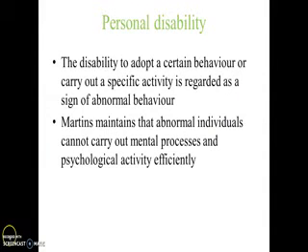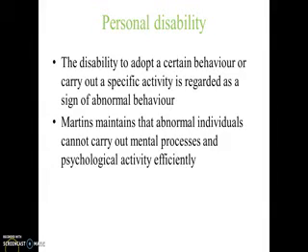Then there is personal disability. The disability to adopt a certain behavior or carry out a specific activity is regarded as a sign of abnormal behavior. If you are unable to perform a task or any activity, then that will be considered abnormal behavior. But the more specific or proper definition, which is given by Martin, says that abnormal individuals cannot carry out mental processes and psychological activity efficiently. There is disturbance in their mental activity, in their psychological activity. There is disturbance in their perception, in their decision making, in their understanding of the situation, in their problem solving.